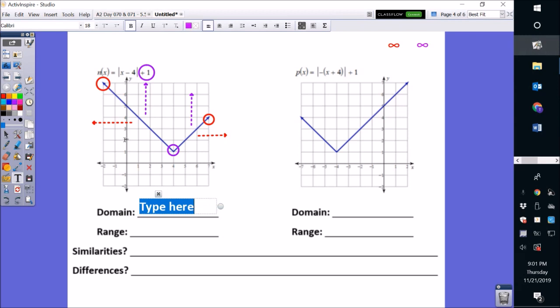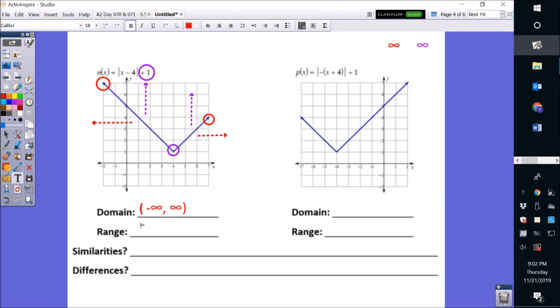So for domain, we're always going to start with the left arrow. And again, it's going forever towards the left. That means that it's going towards negative infinity. So I'm going to start with a parenthesis, then negative with the symbol infinity, and then a comma. And then if you look at the right arrow, it's going forever towards the right. So that means it's going towards infinity, and I'm going to close with a parenthesis.